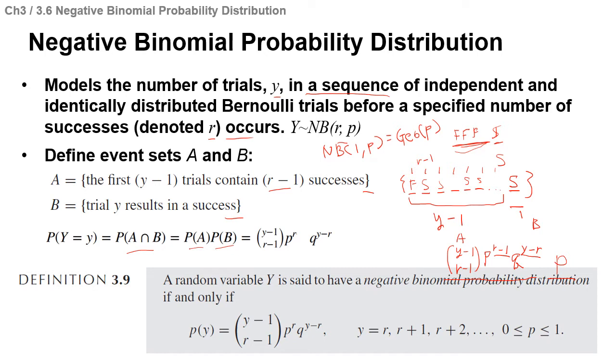So definition 3.9, a random variable Y is said to have a negative binomial probability distribution if and only if this, which is what we just derived, where y equals r, r plus 1, and so on. Yeah, this is the negative binomial distribution.